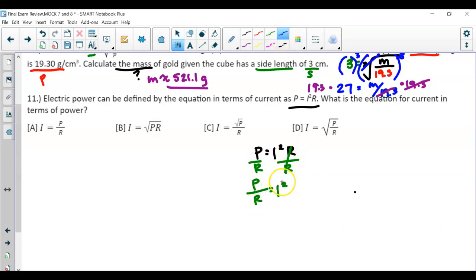So now that I've got I squared, what do we have to do here? Take the square root. Now notice how we have a fraction already here, so take the square root of the entire fraction. That's why the answer is D.